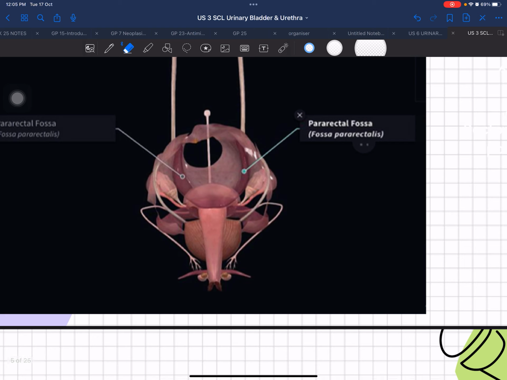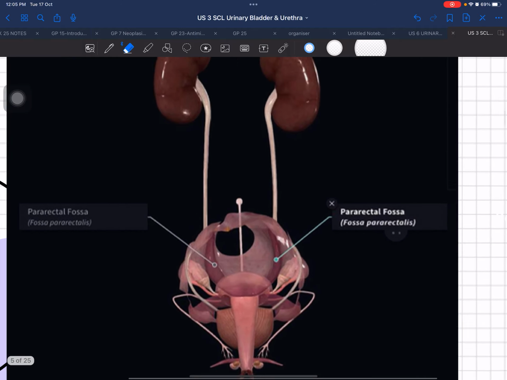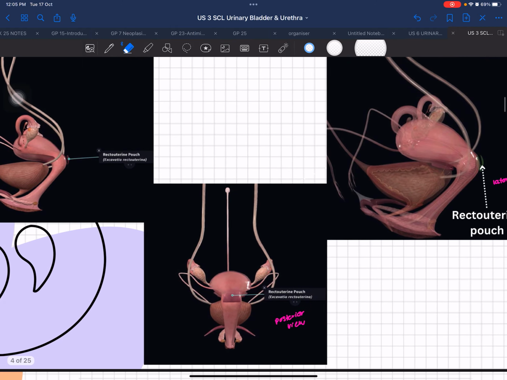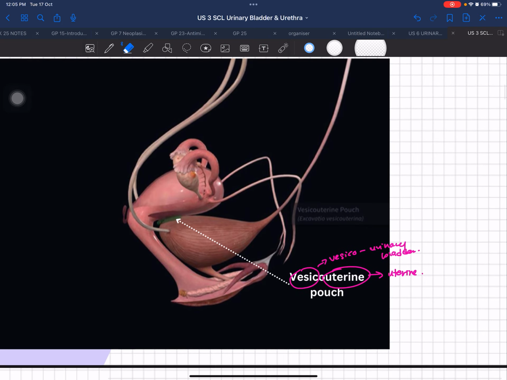These are the three peritoneal reflections that you can find in the female's anatomical cavity. But if it were the male, there would be two more additional peritoneal reflections that you would be able to find there.